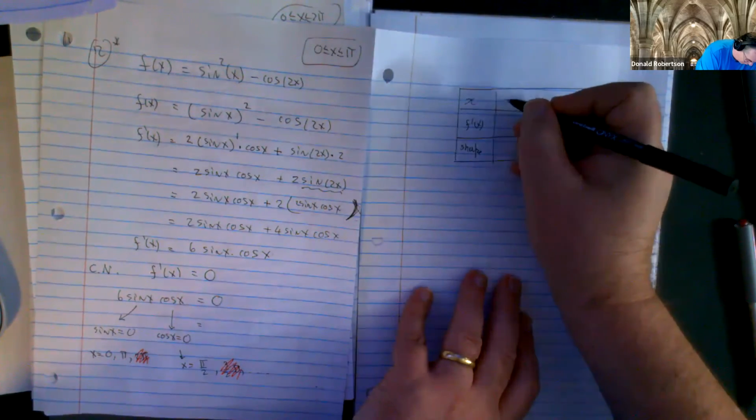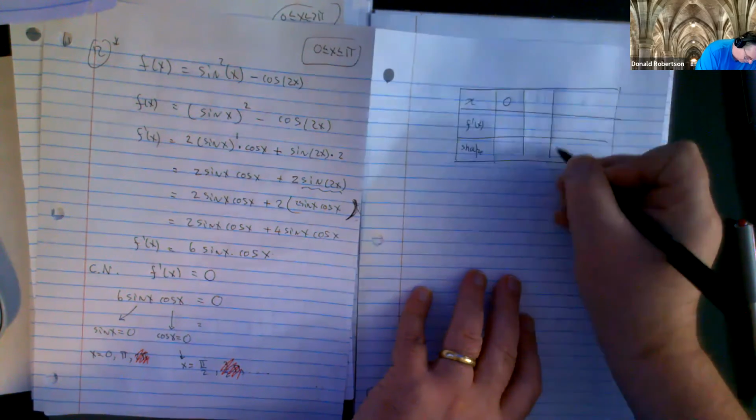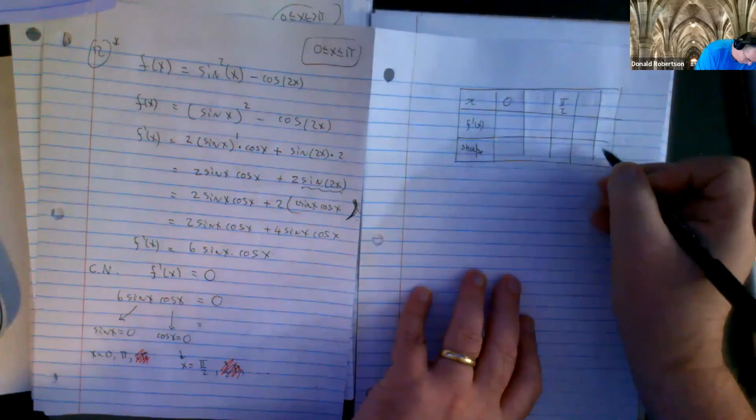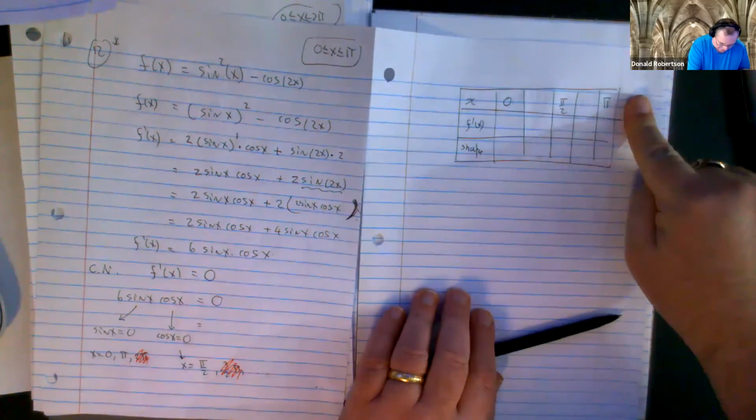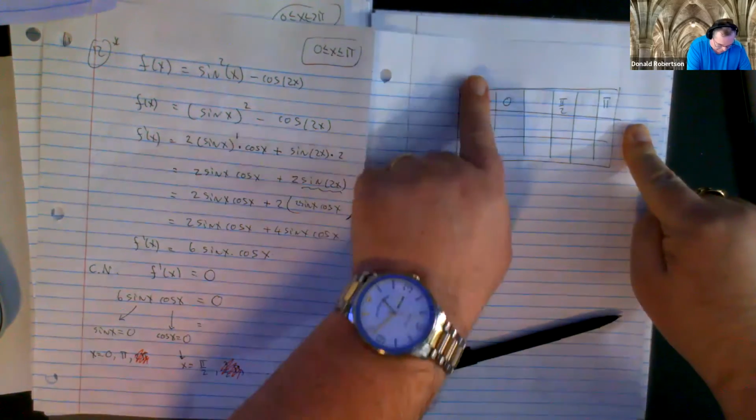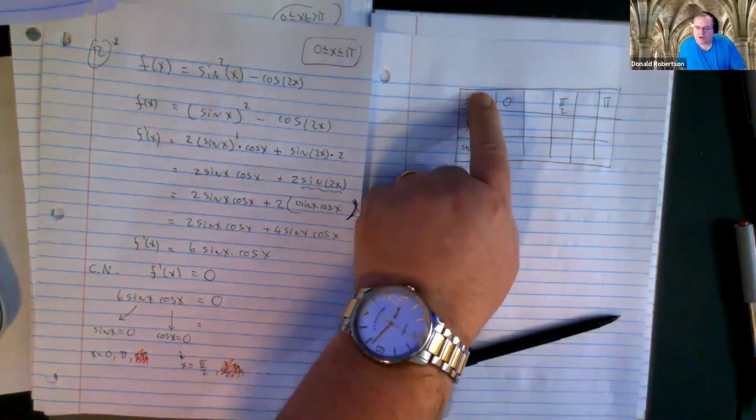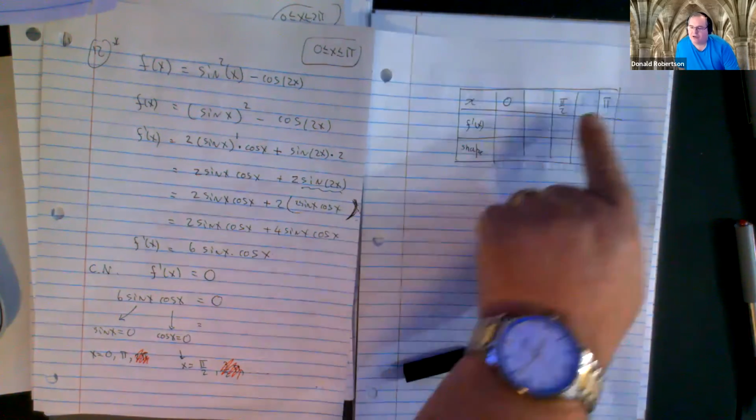I'm going to go 0, space, pi upon 2, a space, and pi. Wouldn't I normally have an extra space here and an extra space at the beginning? Isn't that typical? Why am I not going to have a guy here and maybe a 2 pi over here? Why am I not going to have those?